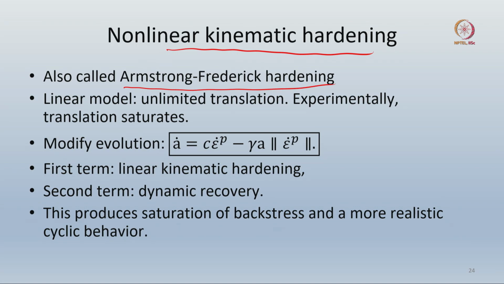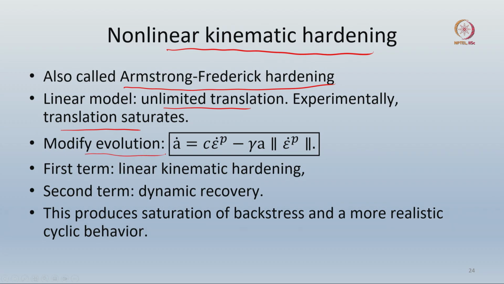So, the linear model had unlimited translation. Naturally, you expect, even without doing an experiment, that translation of the yield set must saturate somewhere. It should not happen indefinitely. It actually has been seen also. So, to account for nonlinear kinematic hardening, we need to have a new evolution for the back stress A. And this modified evolution for the back stress A is given here.